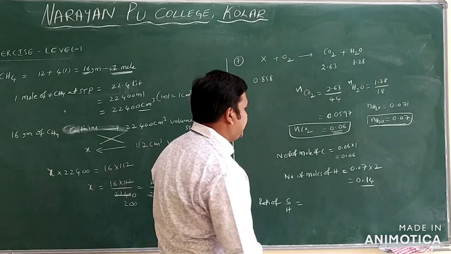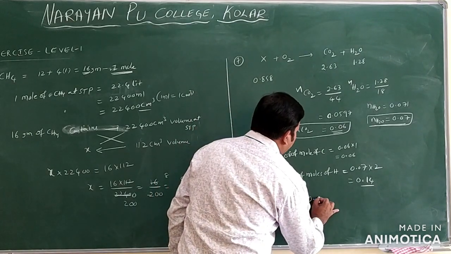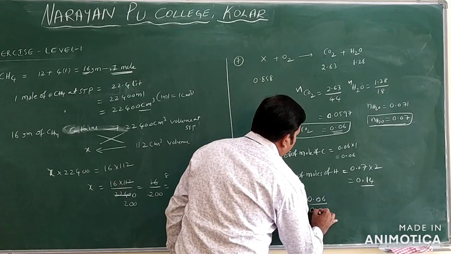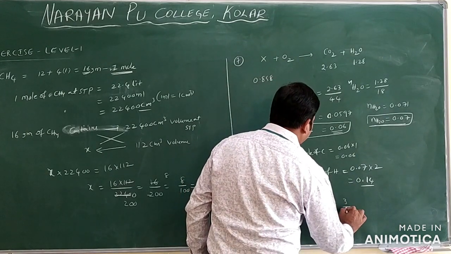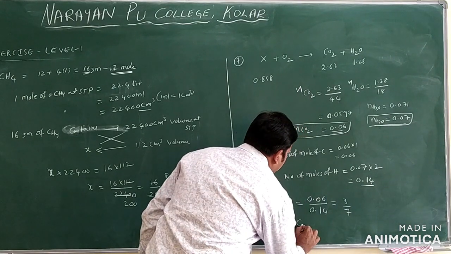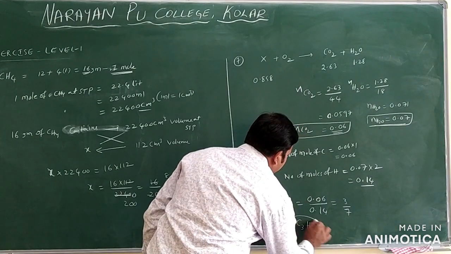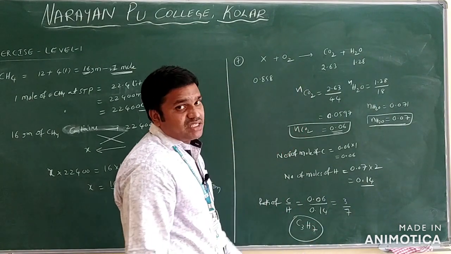Clear? Now we can take the ratio of carbon to hydrogen. Then what do you get here? This is 0.06 by 0.14. Then we can cancel the 2. What you will get here is 3 by 7 only. What is the ratio? C3H7 is the formula you will get.